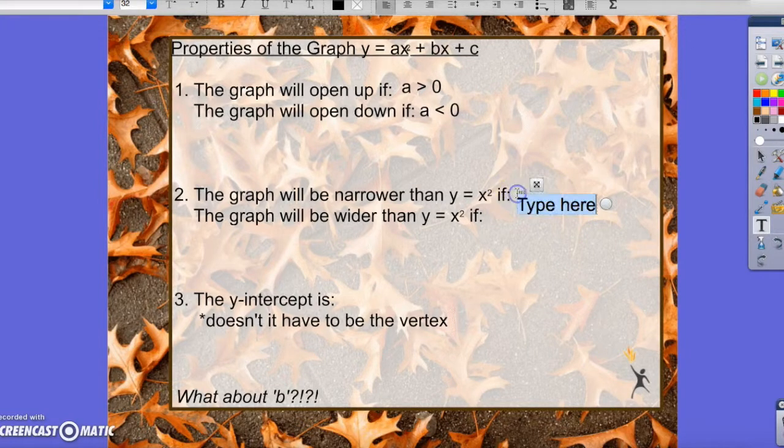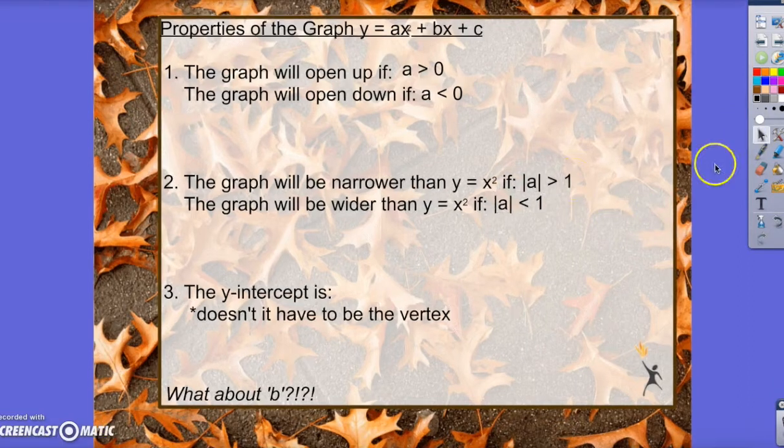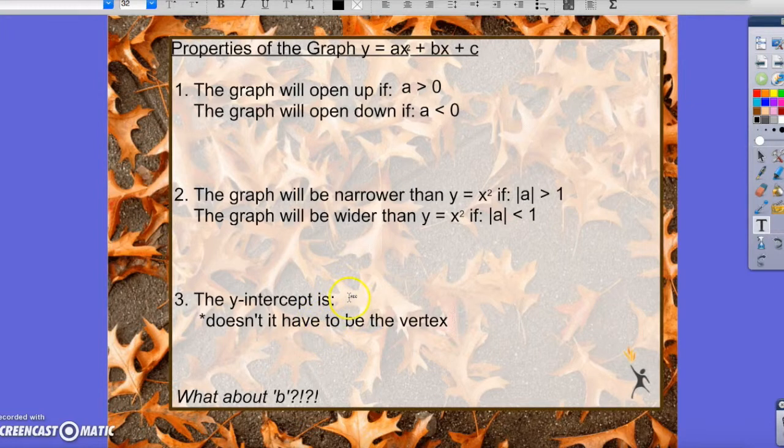Narrower is going to happen if the absolute value of a is greater than 1. And it'll be wider if the absolute value of a is less than 1. All right, the y-intercept is actually going to be c, the c in the quadratic.